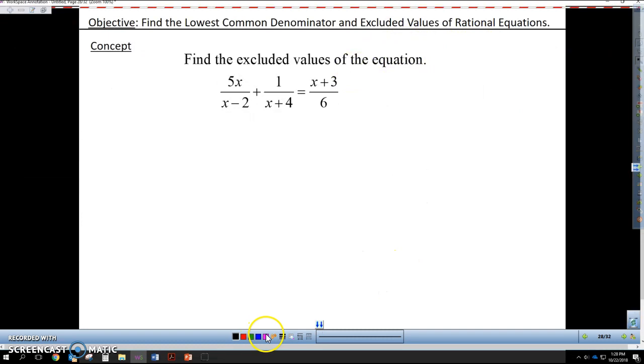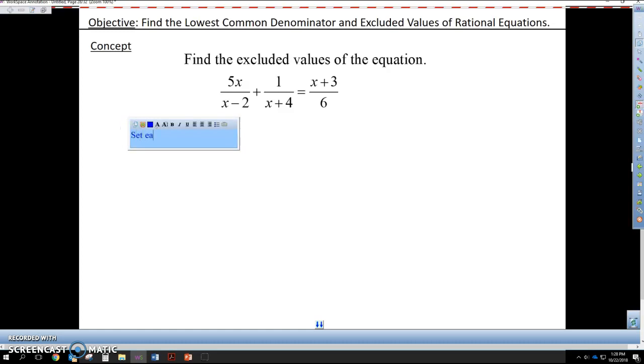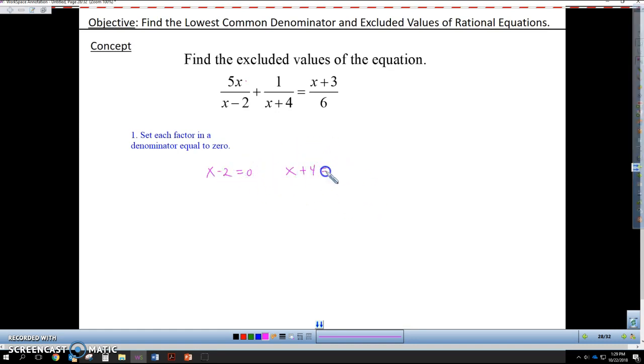Okay, so how you do this is you set each factor of the denominator equal to 0. Okay, and I'll type this here. So set each factor in a denominator equal to 0. That's what you're going to do first. So let's go ahead and look at that. If I have x minus 2, I set it equal to 0. x plus 4, I set it equal to 0.